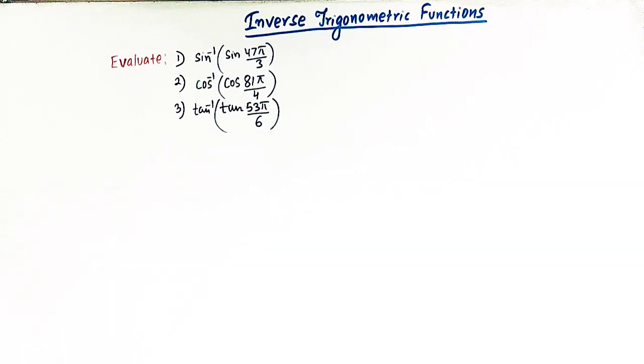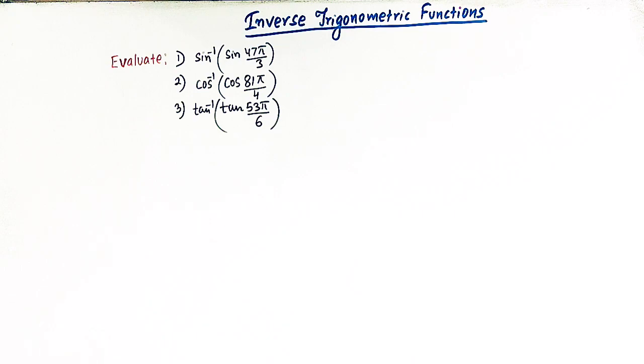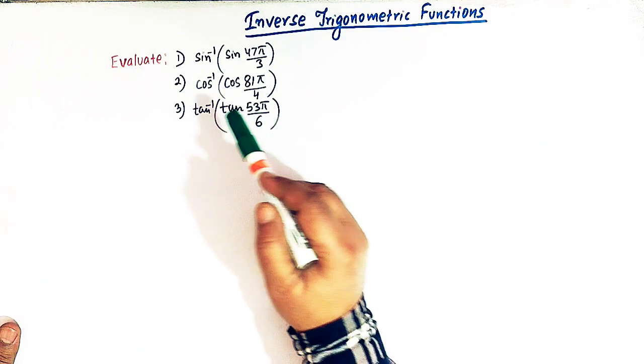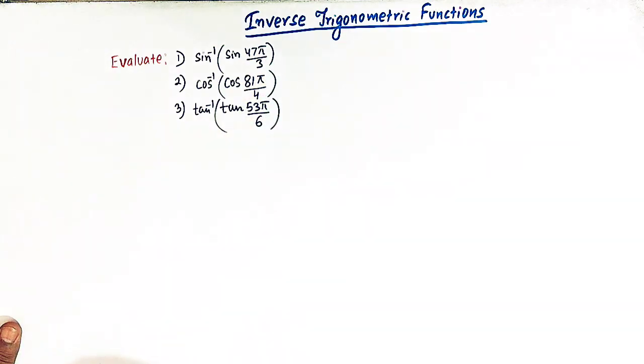Hello viewers, in today's session we are going to discuss three important problems from inverse trigonometric functions related to the principal value branch of inverse trigonometric functions like sine inverse, cosine inverse and tan inverse. In this class we'll see how we can find the values of these three expressions using the concept of principal value branch. So let us take these problems one by one.